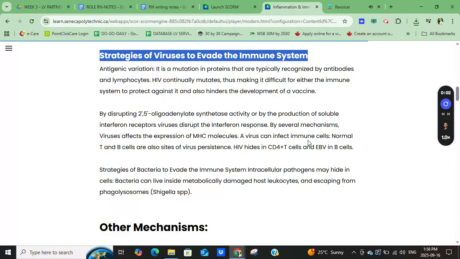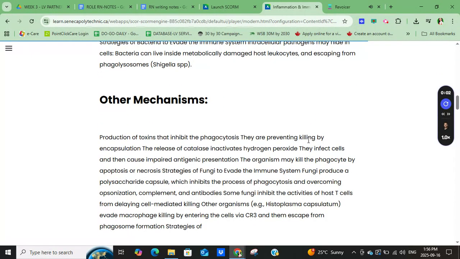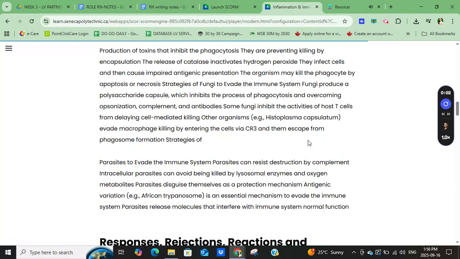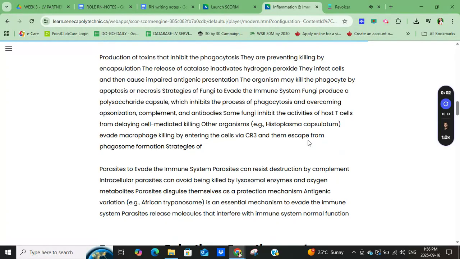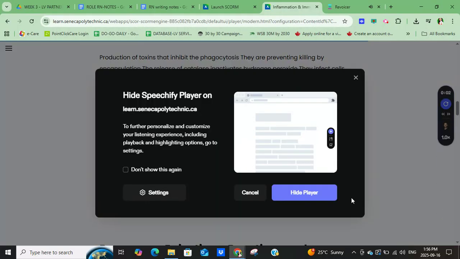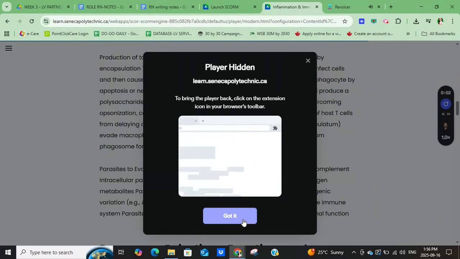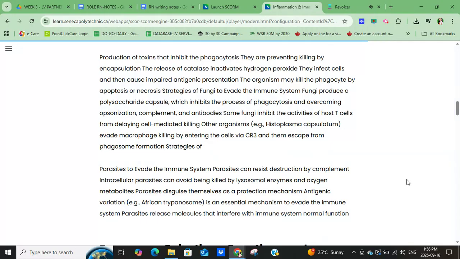Strategies of bacteria to evade the immune system. Intracellular pathogens may hide in cells. Bacteria can live inside metabolically damaged host leukocytes and escape from phagolysosomes, for example Shigella spp. Other mechanisms: production of toxins that inhibit phagocytosis. They prevent killing by encapsulation. The release of catalase inactivates hydrogen peroxide. They infect cells and then cause impaired antigen presentation. The organism may kill the phagocyte by apoptosis or necrosis.